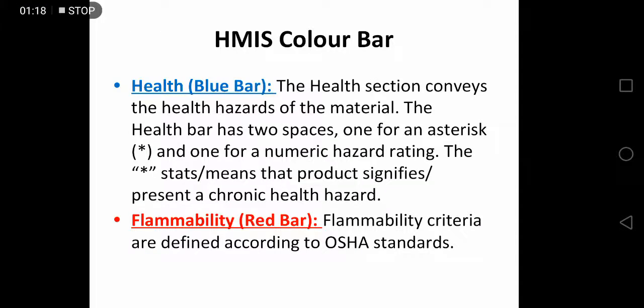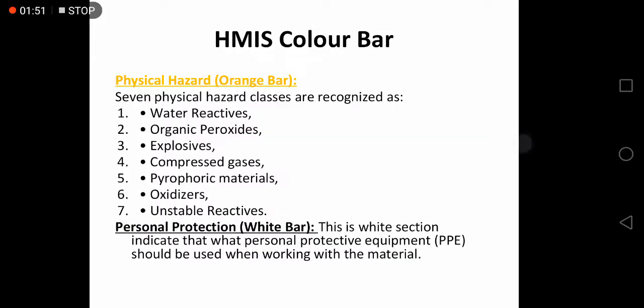The blue bar represents the health section and conveys the health hazard of the material. The health bar has two spaces, one for an asterisk or star, and one for the numeric rating. The star means the product presents a chronic health hazard. Similarly, the red bar represents flammability criteria and it is defined according to OSHA standards.